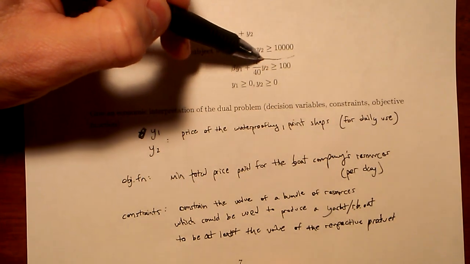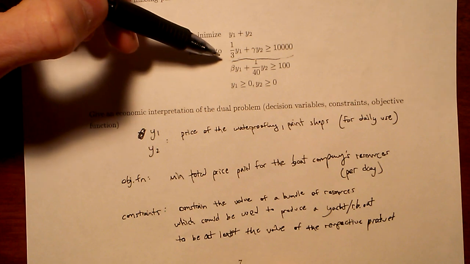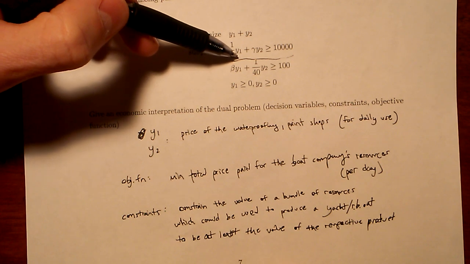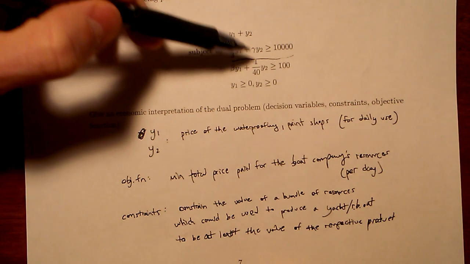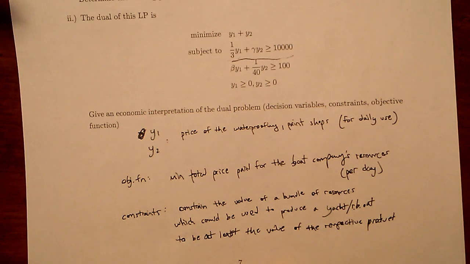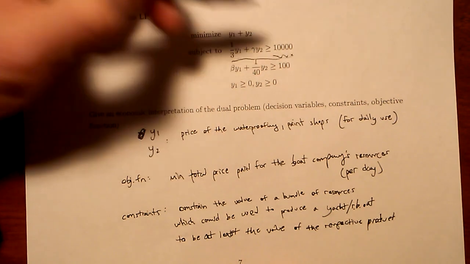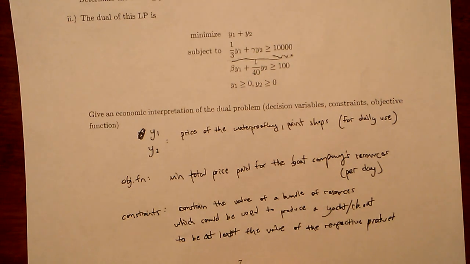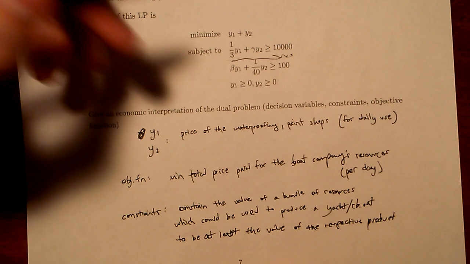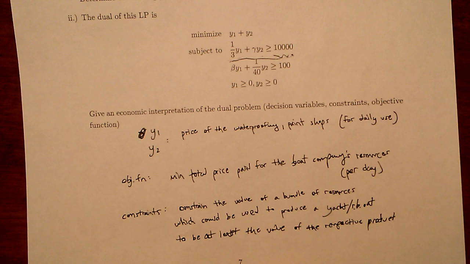Let's look at this first constraint. What this says is that the boat company could essentially use 1/3 of a day of the waterproofing shop and gamma of a day of the paint shop to produce a yacht. So the paint shop is not going to give up those amount of resources for anything less than $10,000, which is what we said the boat company could sell or profit off a yacht if it used these resources to produce a yacht. So those were the constraints.